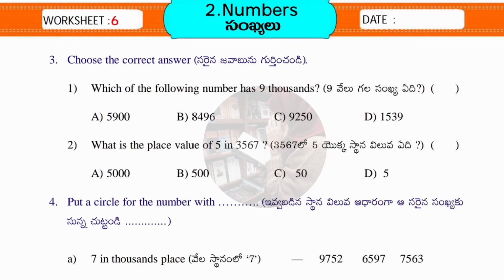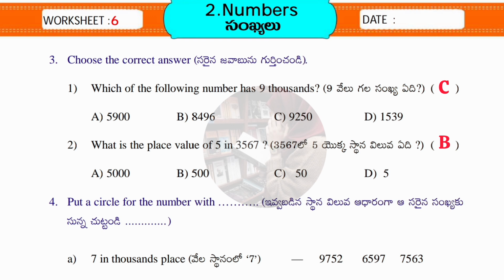Here choose the correct answers given. So let's see the first one. Which of the following numbers has 9 thousands? If you observe carefully, option C is the correct one. So 9,250. So option is C. Next, second question. What is the place value of 5 in 3,567? If you observe 3,567, place value of 5 is in hundreds place. That's why 500. So correct option is B, 500.